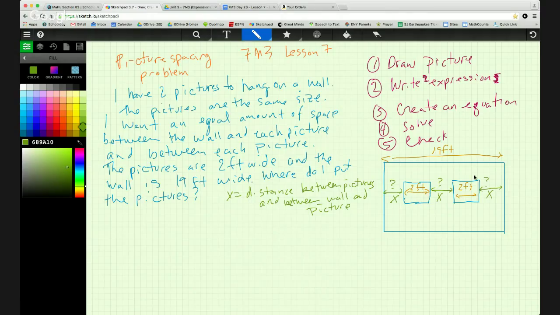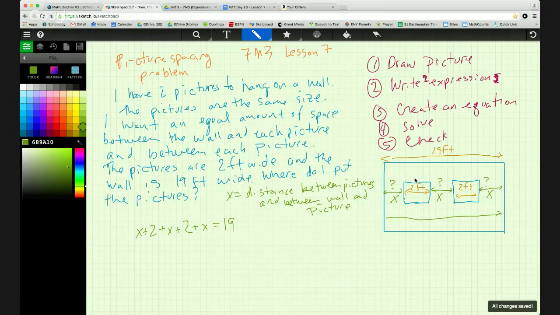So let's write an expression that describes how far it is from here to here. Well, if I go all the way from here to here, that's x plus 2 plus x plus 2 plus x. So let's write that: x plus 2 plus x plus 2 plus x. And that whole distance is equal to 19 feet.